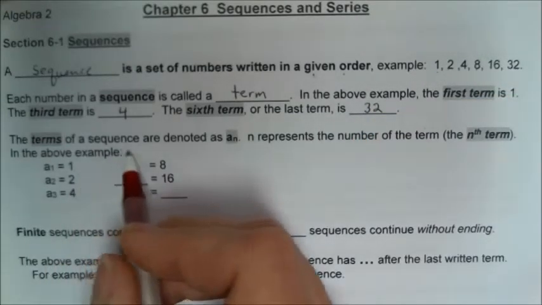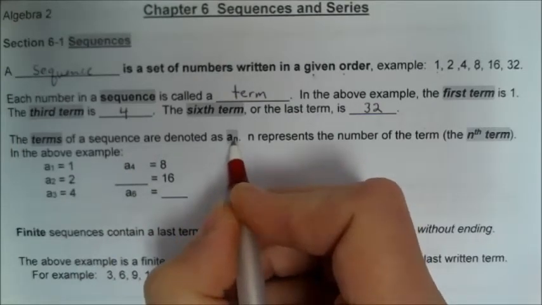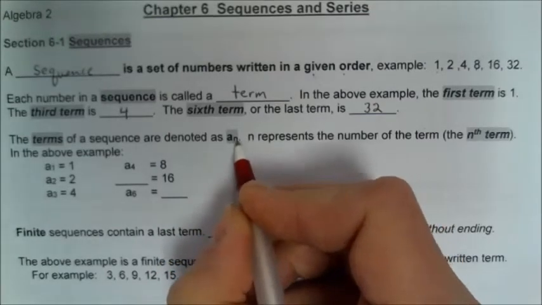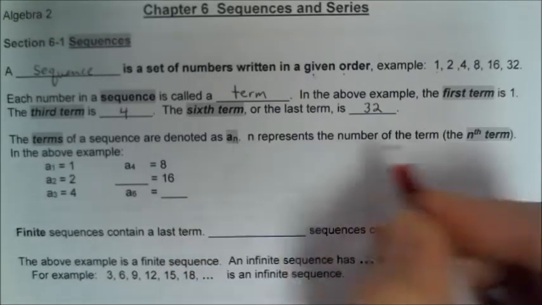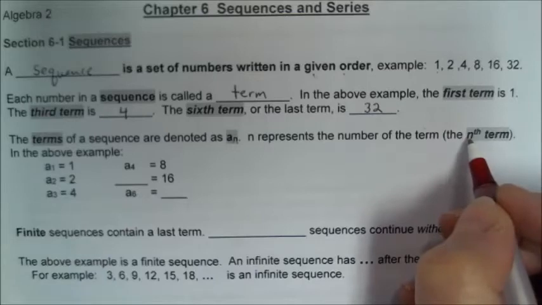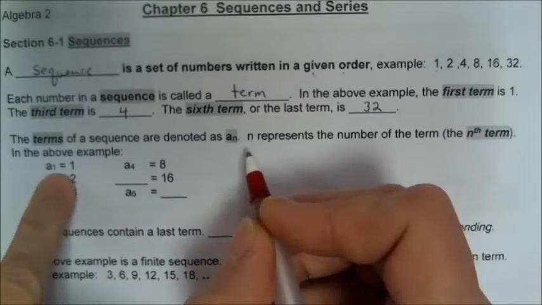The terms of a sequence have a notation of the lowercase letter a with a little subscript of n. This little number n represents which term it is, and we call it the nth term, like the 7th term or the 6th term or the 5th term. The n represents the term number.